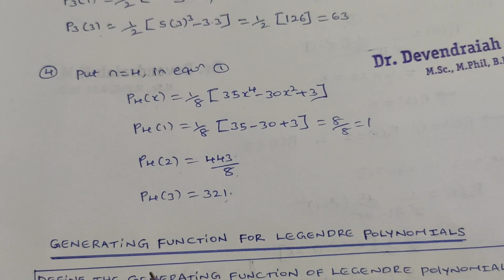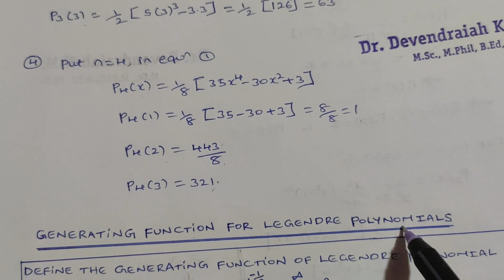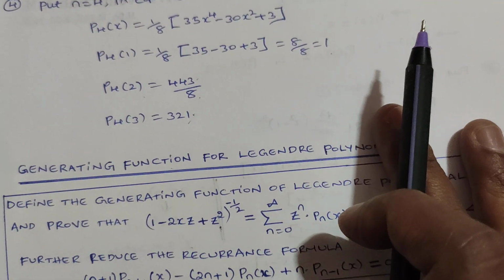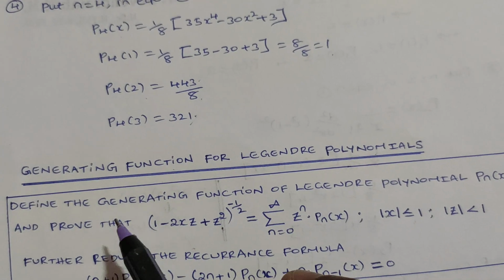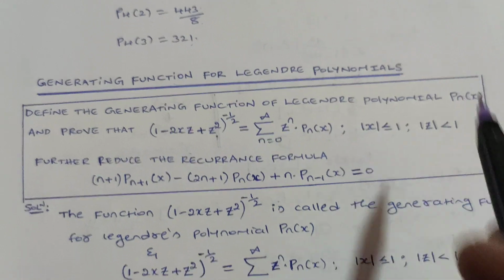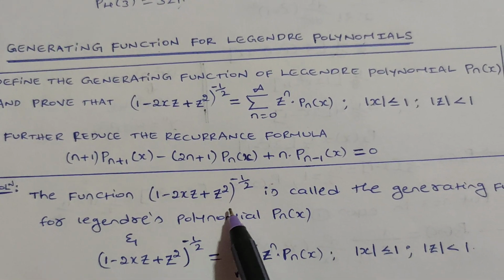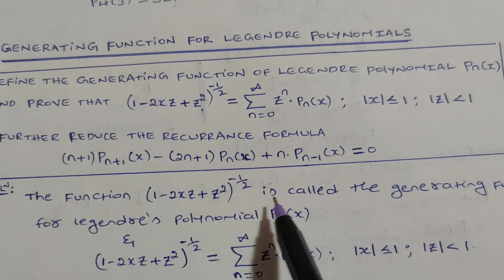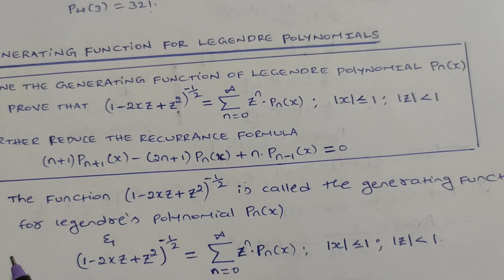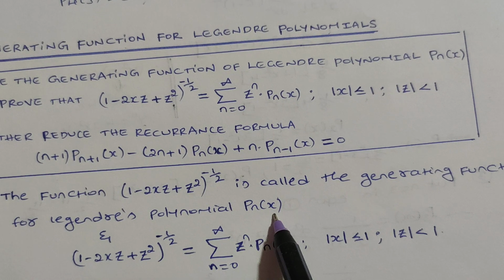Now we observe the definition of generating function for Legendre polynomials. The generating function is defined as the function 1 minus 2xz plus z square to the power minus 1 by 2, which is called the generating function for the Legendre polynomial function Pn of x.